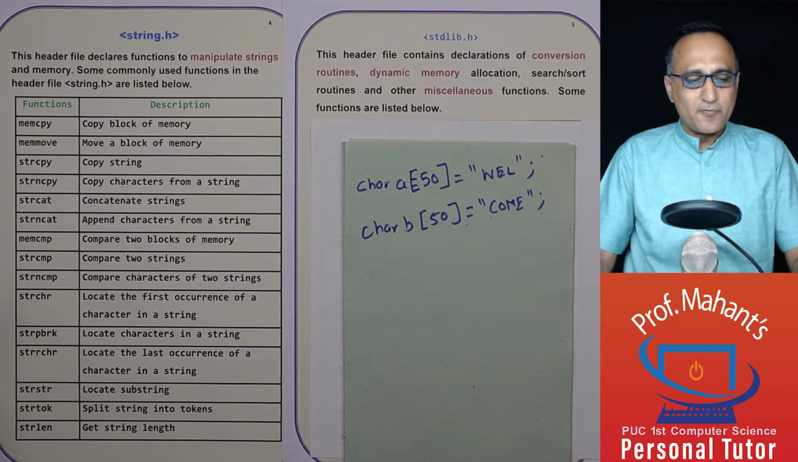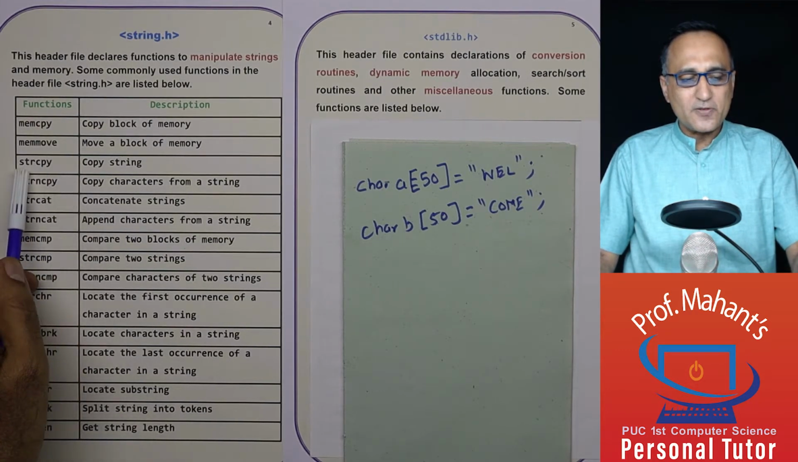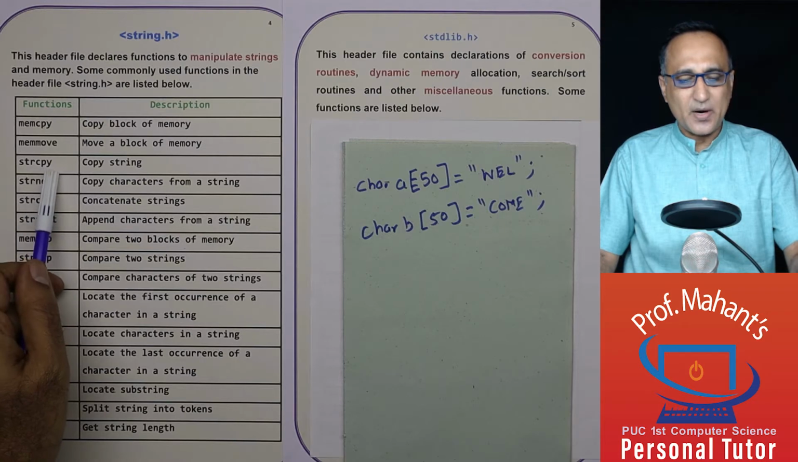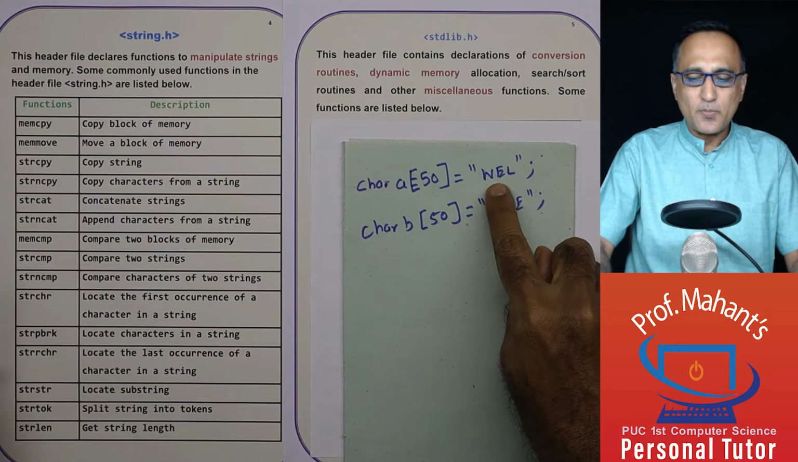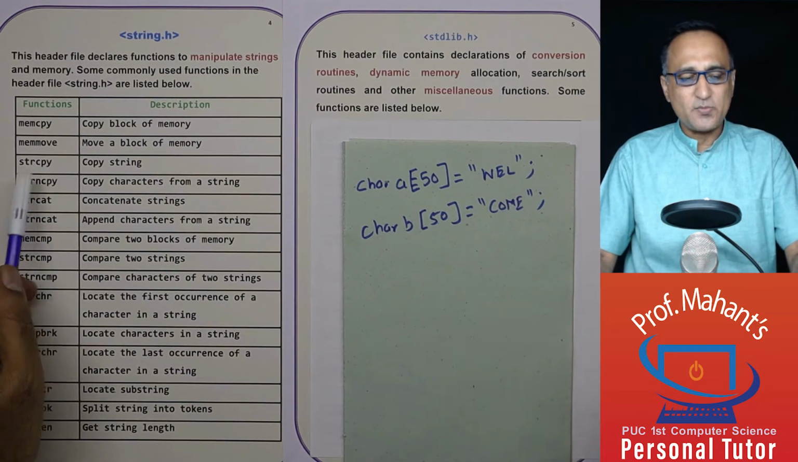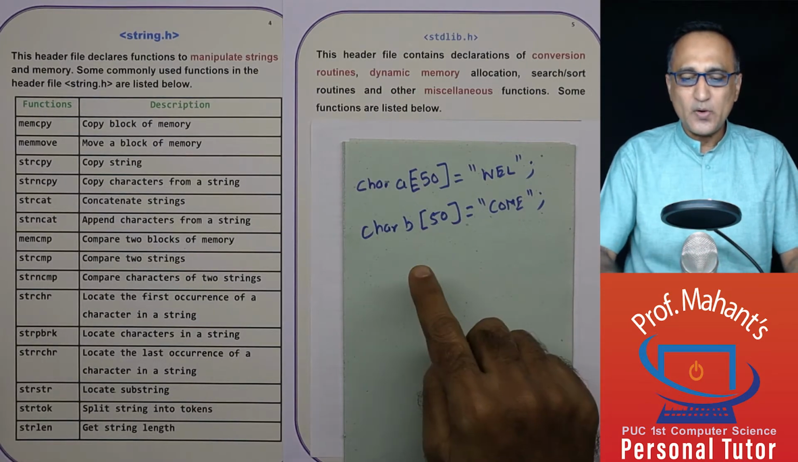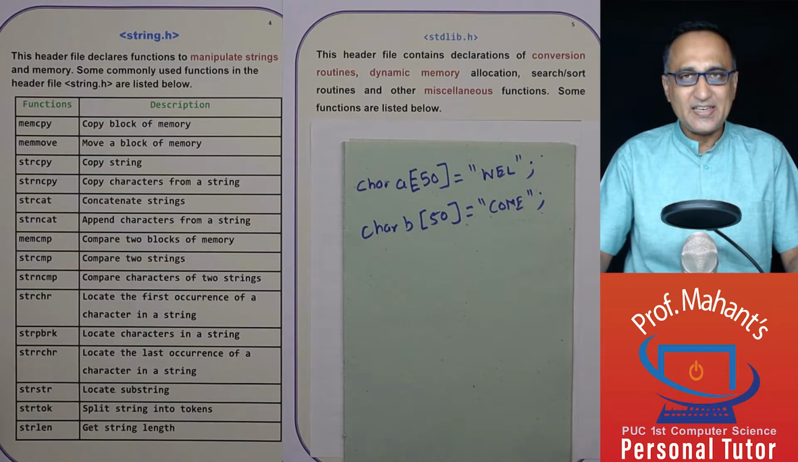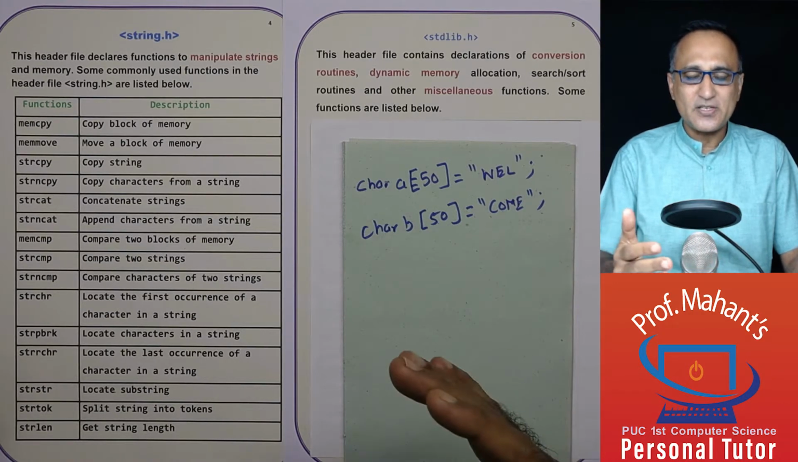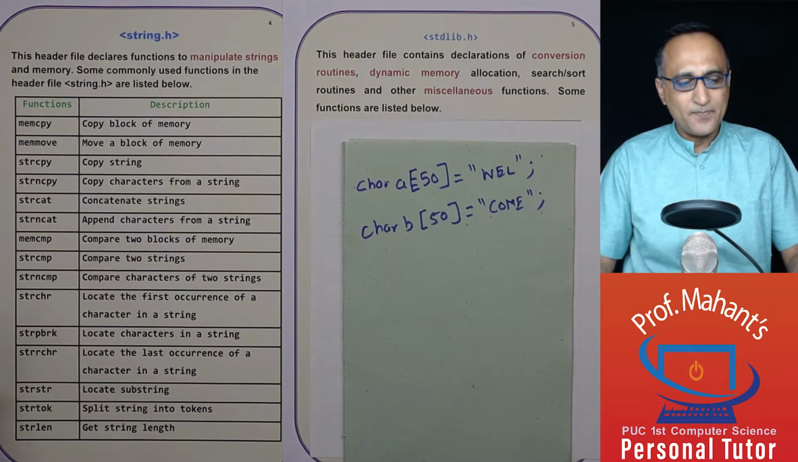Now, if you want to make a copy of a string, you will use a function called strcpy. So suppose you want to make one more copy of WEL, you can use strcpy to make one more copy into another array C, D, E, and so on. Subsequently, we shall be taking a look at a few programs and you will understand the use of these common functions very well.